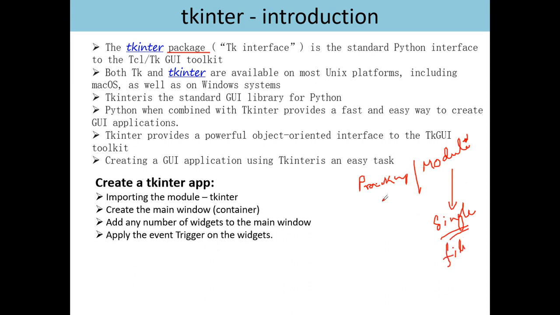A package is a collection of multiple Python files, or you can say modules. Got it? So a module in Python is a single file which has some utility functions, classes, etc. But a package is a collection of modules. Specifically, it is a folder that holds multiple files, each of which is a module in Python. Got it? So Tkinter is basically a package.